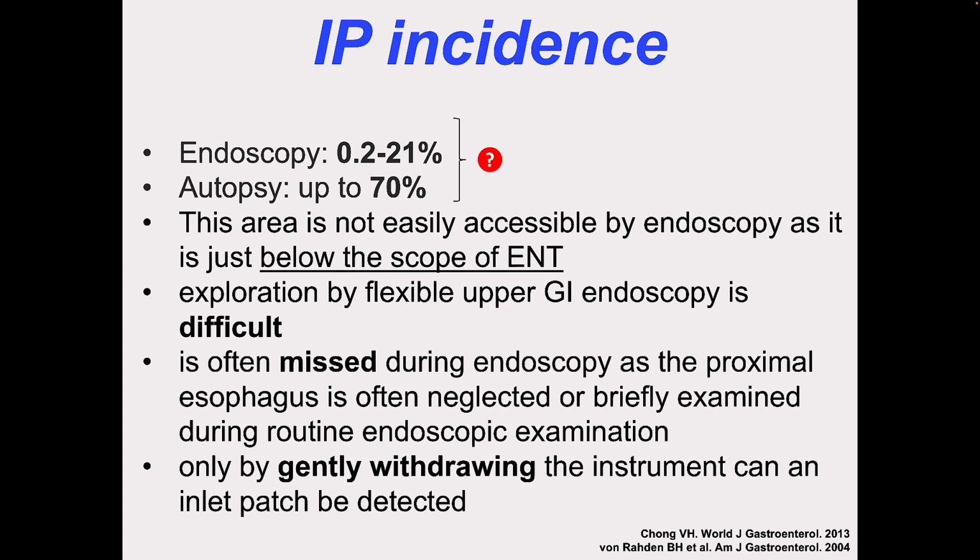There is quite a large discrepancy of IP incidence in the literature. This is because mostly endoscopies can assess its prevalence. Interestingly, it's even high in cadaver studies, so something is not working properly. In other words, this depends on the quality of upper endoscopy, technique of examination, and patience. That is why these lesions can be easily missed.